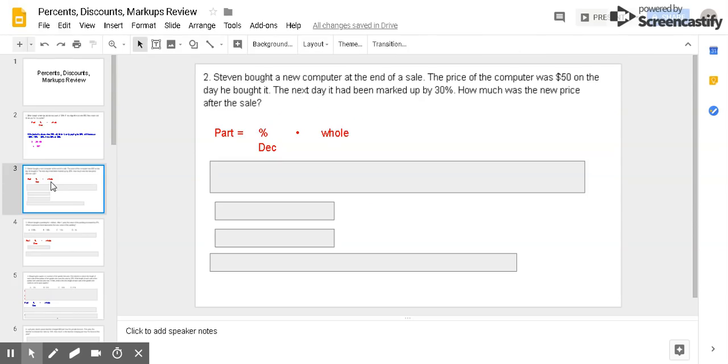All right, let's look at number 2. Stephen bought a new computer at the end of a sale. The price of the computer was $50 on the day he bought it. The next day, it had been marked up 30%. How much was the new price after the sale?